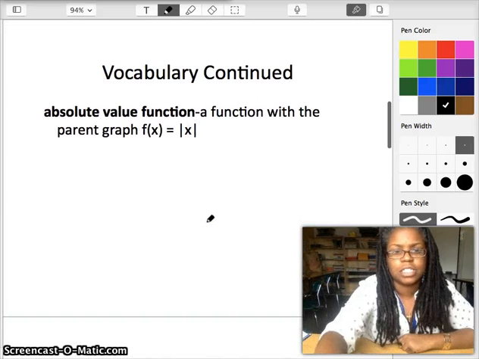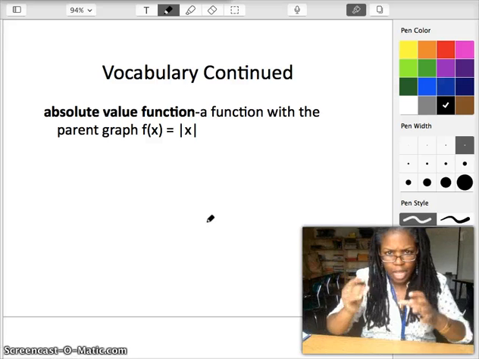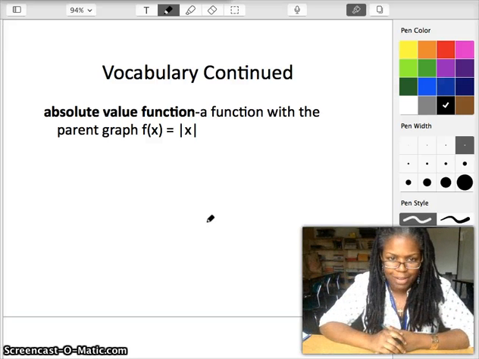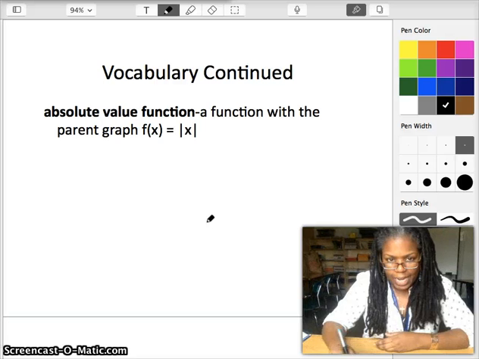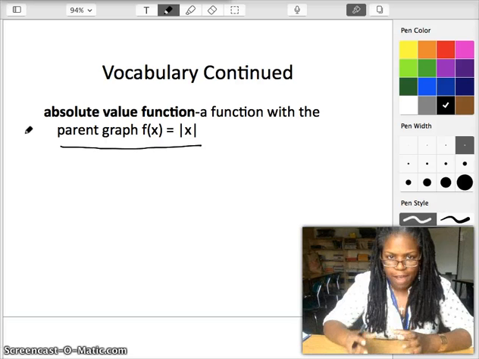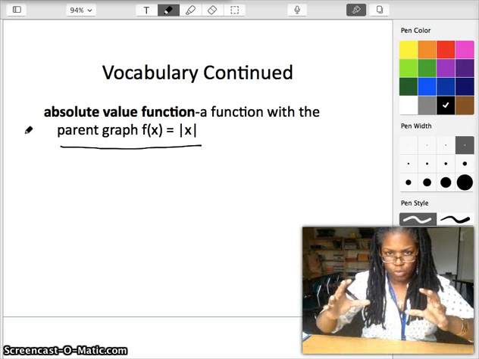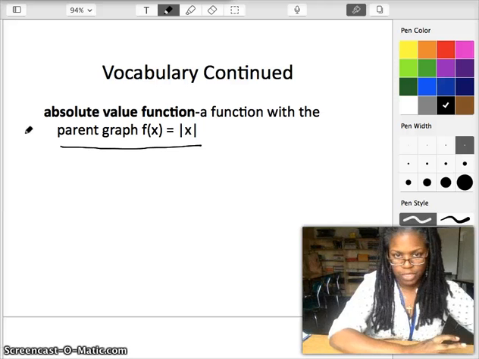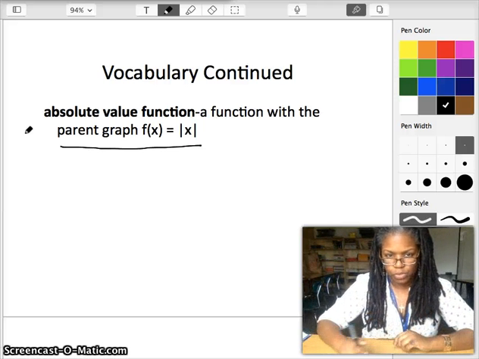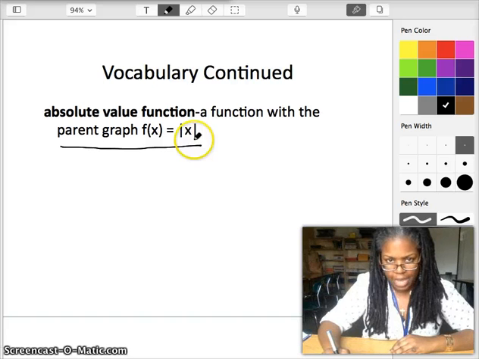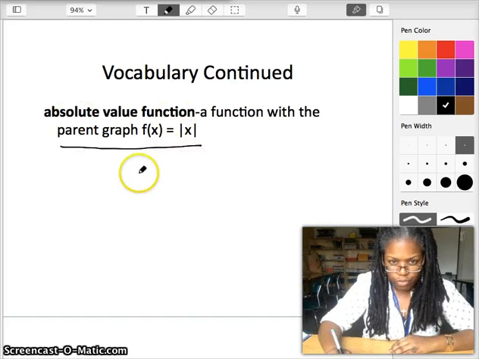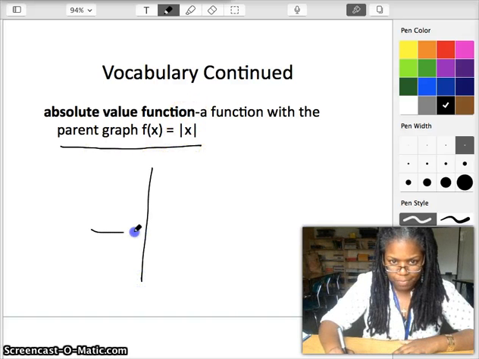So I said 5. We just looked at 2. Let's take a look at this one. Another type of important function that we're going to talk about is the absolute value function. And I'm bringing back this terminology of parent graph, because parent graph means a graph that shows us the type of a whole bunch of other graphs. So the parent graph of the absolute value function is f of x equals the absolute value of x. The way these graphs always look when they follow this format is that they will always look like a V. This particular function looks like this.